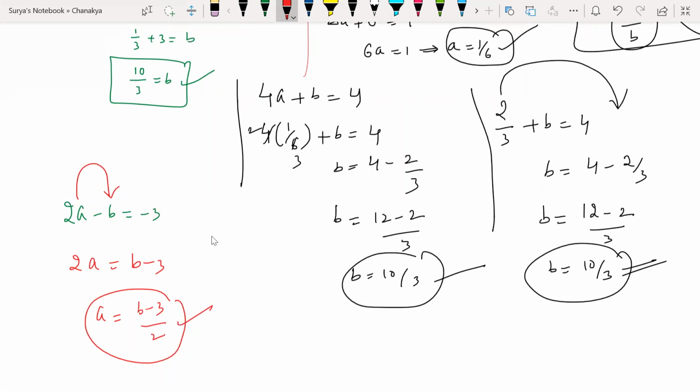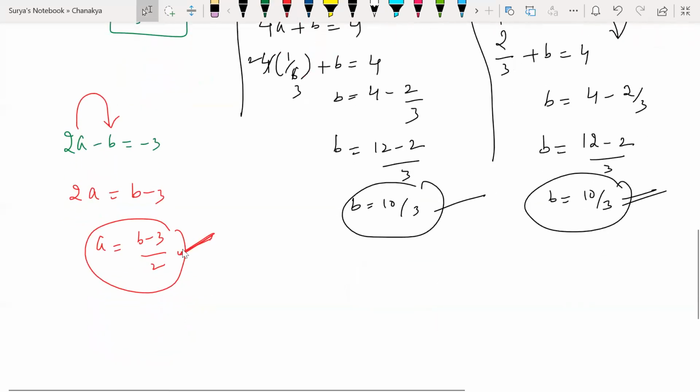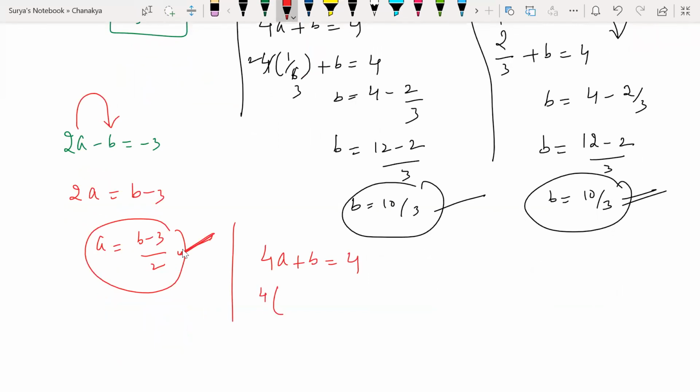But when you replace this value in the second equation, you're getting a different answer. Look at this. So a is equal to (b minus 3) by 2, right? Let us substitute in the second equation. What was the second equation? 4a plus b equal to 4. So 4 into (b minus 3) by 2, plus b is equal to 4.